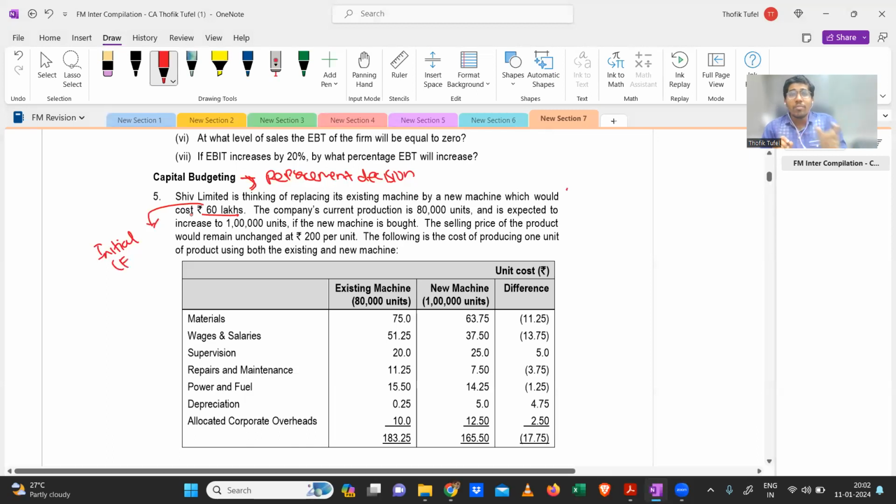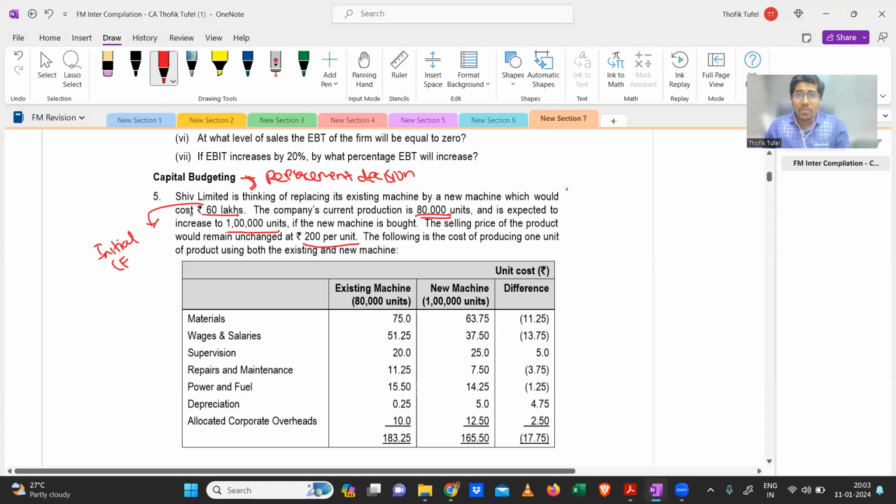We'll read the question and make a note of all the numbers. The company's current production is 80,000 units, and it's expected to increase to 1 lakh units if the new machine is bought. The selling price of the product would remain unchanged at 200 rupees per unit.